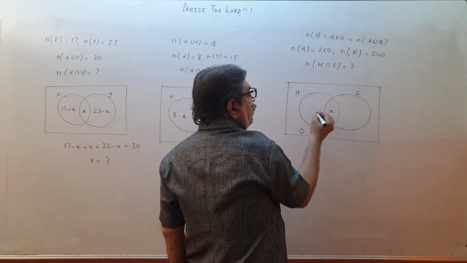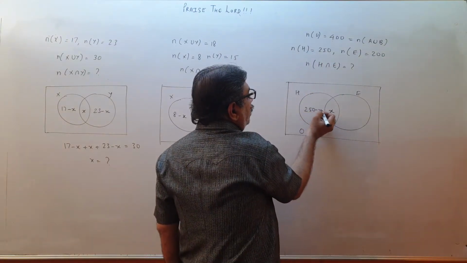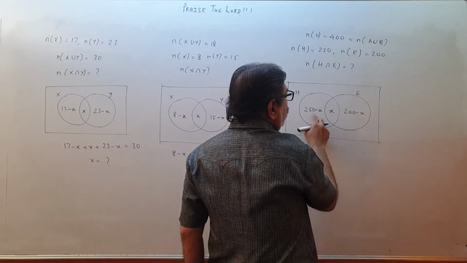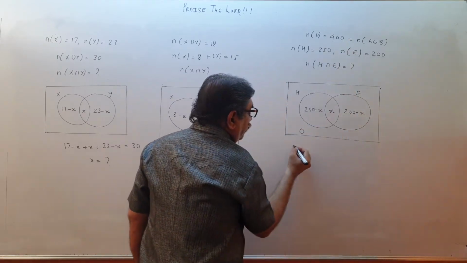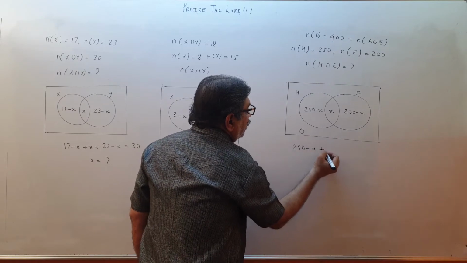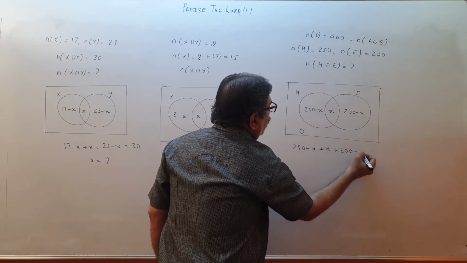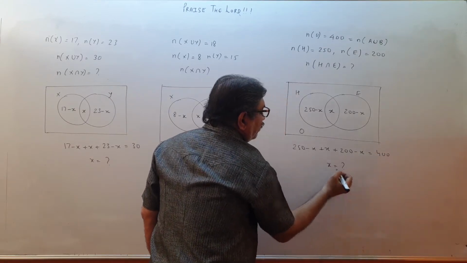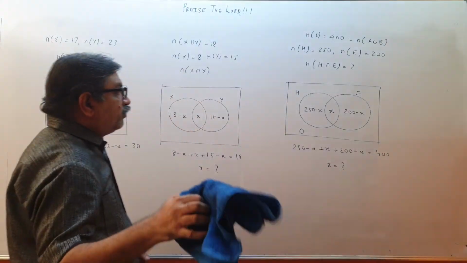Hindi has got 250 people, so remaining will be 250 minus X. English has got 200 people, so here there will be 200 minus X. Sum of these will be 400. So 250 minus X plus 200 minus X will be 400. From here you will get X. Please pause and copy, children.